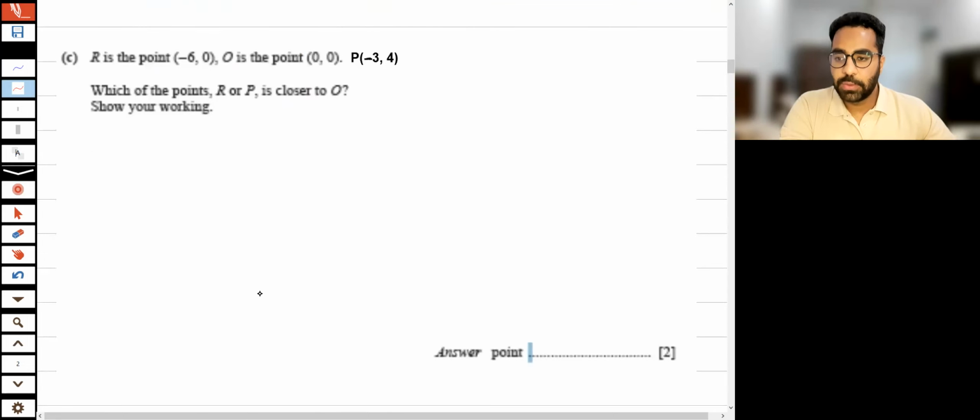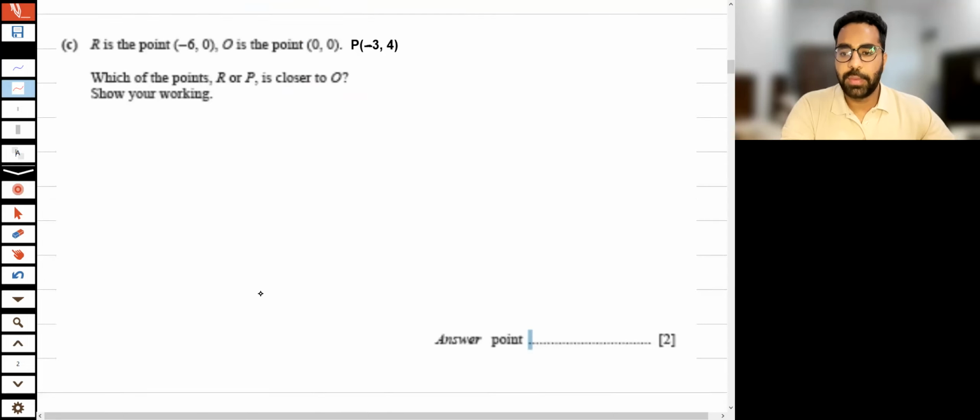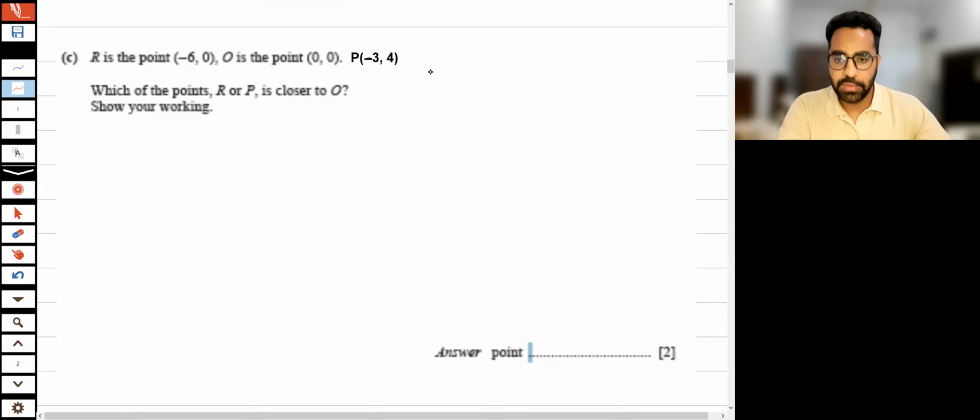Now I have a past paper question. It's saying R is the point (-6, 0), and O is the point (0, 0). P is this point (-3, 4). Which of the points R or P is closer to O? इसका मतलब ये है कि हमें वो पॉइंट बताना है R या P में से जो O से ज्यादा करीब है. O क्या है मेरा ओरिजिन, जो (0, 0).